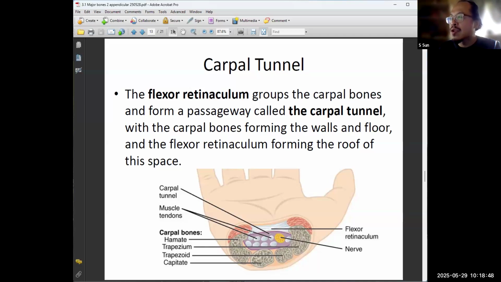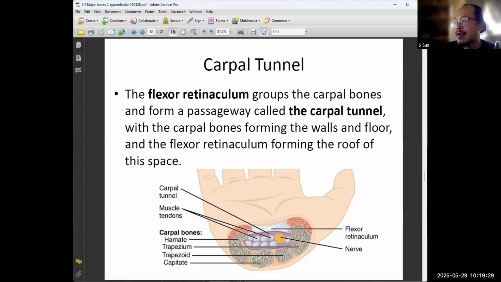One important thing to know here is that to create that tunnel, you have to hold these bones tightly together. The tendon right here is called the flexor retinaculum. So that's the key thing here: the carpal tunnel right here, multiple muscle tendons, the nerve here, and the carpal bones.